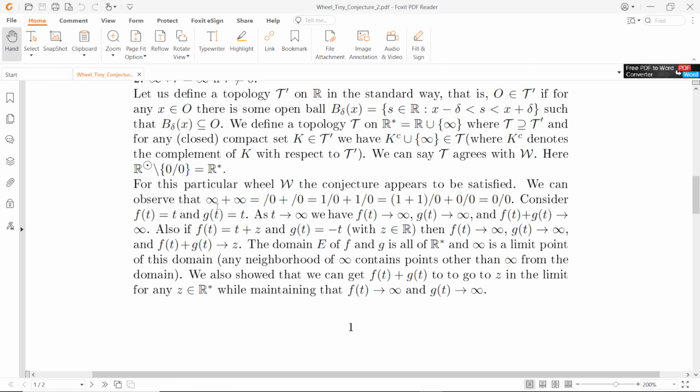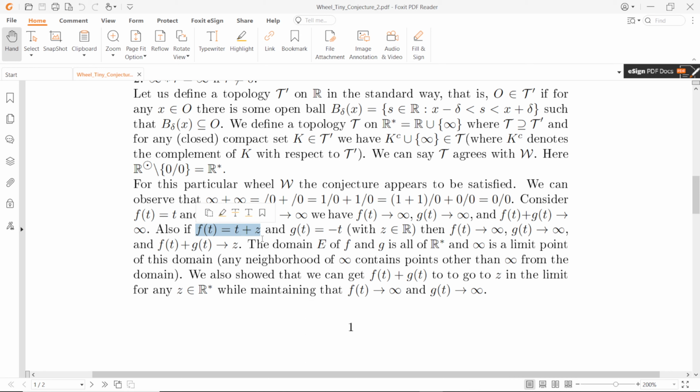So this topology that I just described, I believe, agrees with the wheel of real numbers. And I give a little example. Infinity plus infinity is omnity. So infinity plus infinity is an indeterminate form. If f is t and g is t, then as t goes to infinity, f goes to infinity, g goes to infinity, and f plus g goes to infinity. So in that case, infinity plus infinity equals infinity, so to speak.